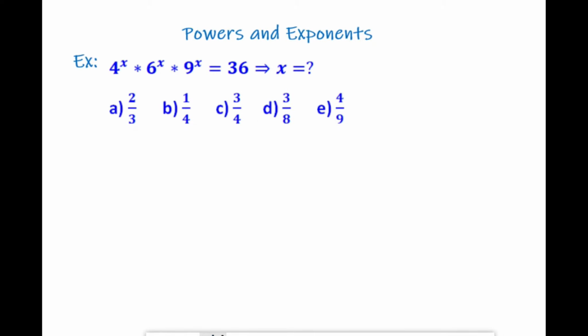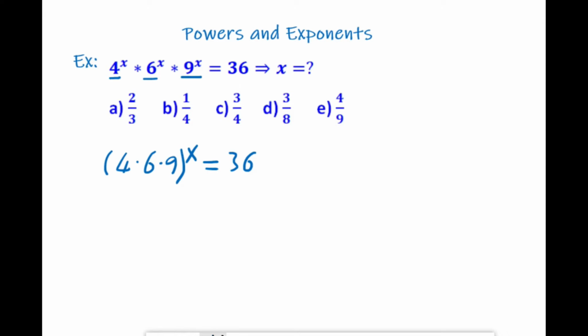Now we have another multiple choice question. On the left side, we have 4 to the power of x, 6 to the power of x, and 9 to the power of x. And as you can see, they all have the same exponents. That means we can write the whole expression on the left inside the parentheses as follows: 4 times 6 times 9 to the power of x. This is equal to 36.